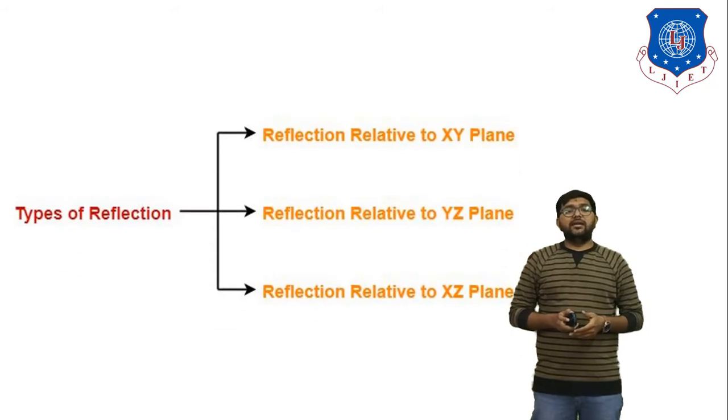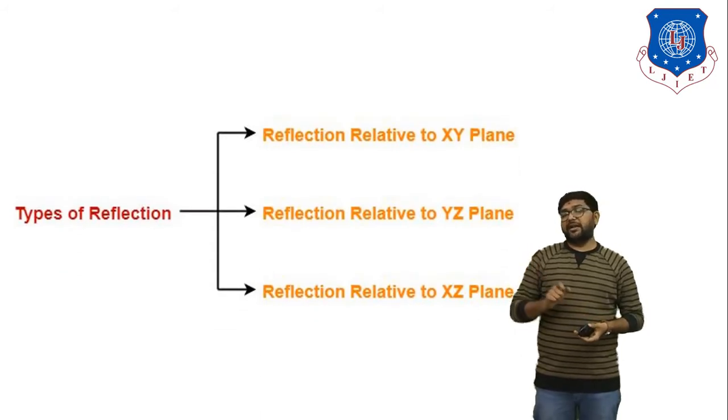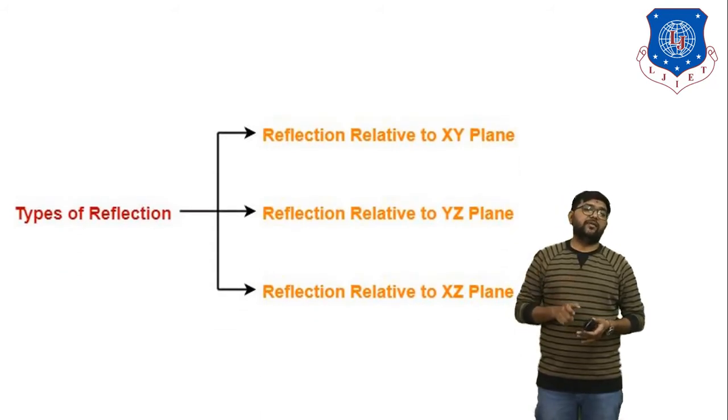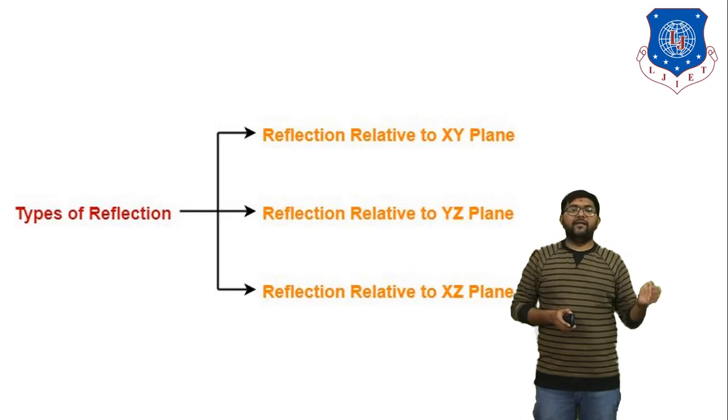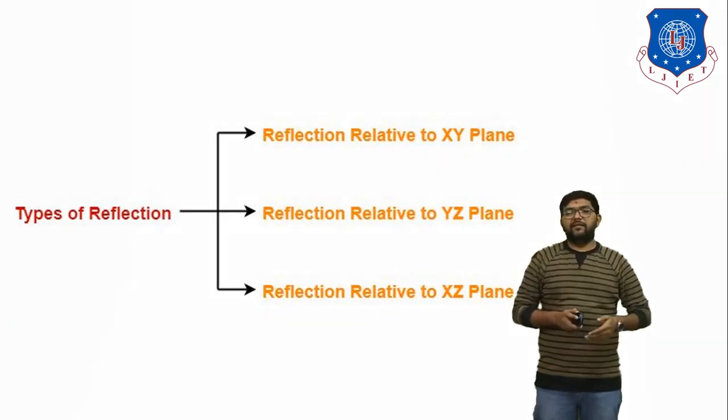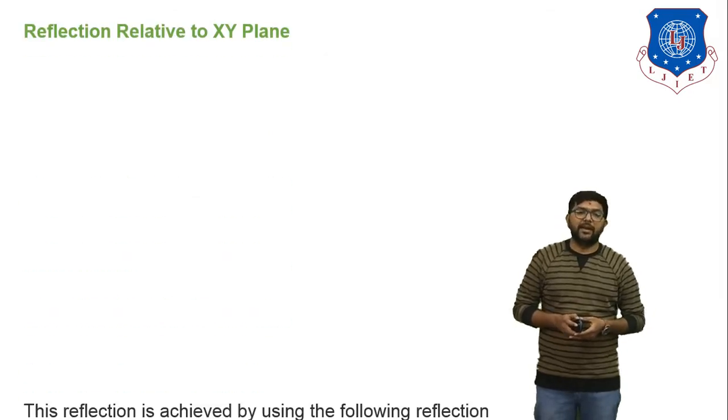Now reflection takes place. Types of reflection: in the 3D plane there are three types of reflection: reflection relative to the XY plane, reflection relative to the YZ plane, and reflection relative to the XZ plane. First we start with reflection relative to the XY plane.